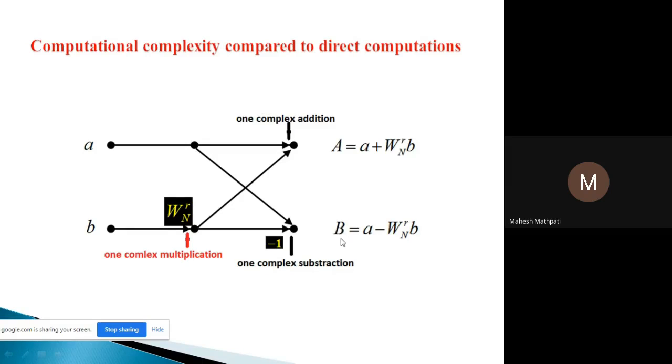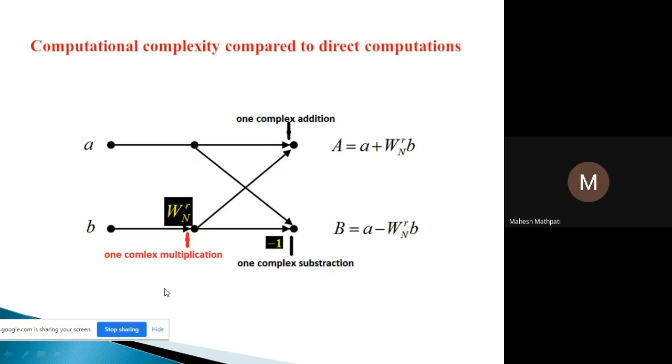Now if I want to write the output B, what am I writing? This a is subtracted with the value of b multiplied with W to the power k, so I'm writing it as a minus W_N to the power k into b. This butterfly diagram is very important in the calculation of FFT. Have you understood this diagram? What are we doing here? Yes or no? Yes, sir.